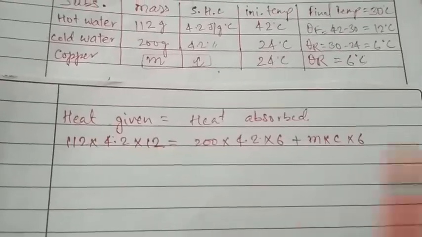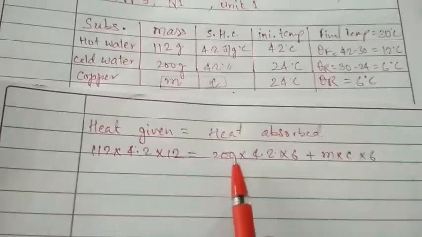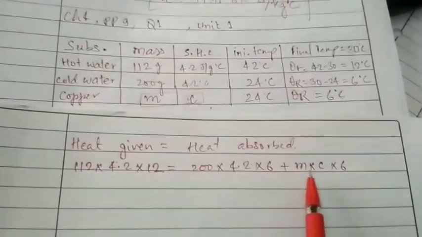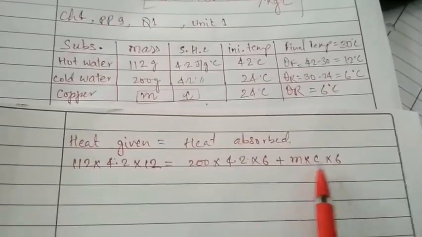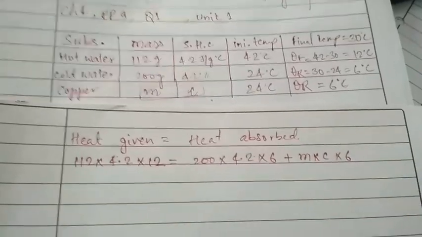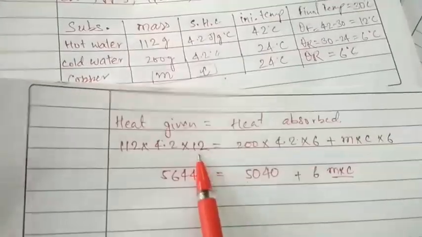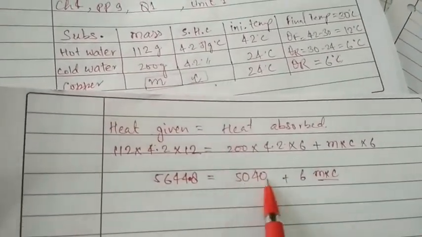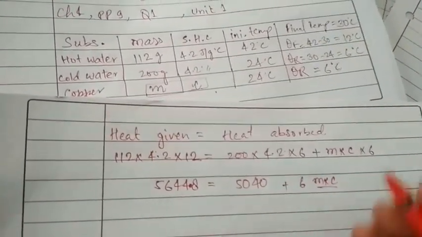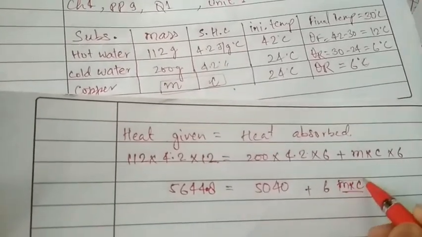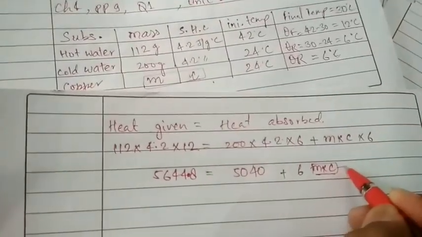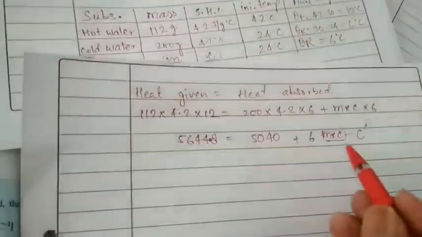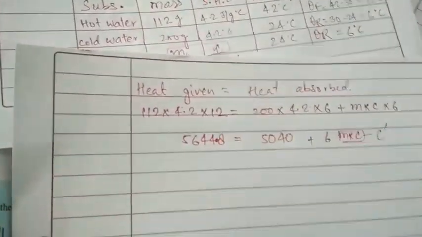So let's see here what I have written. The mass, specific heat capacity, and the rise in temperature, plus for the calorimeter, mass not given, specific heat capacity not given, but the rise in temperature is given. So I'm going to solve this. On solving this, 5644.8 is equal to 5040 plus 6 into mc. This mass into specific heat capacity, we can replace with C dash, the heat capacity. In the next line I will use this in place of m into c. So let's see.